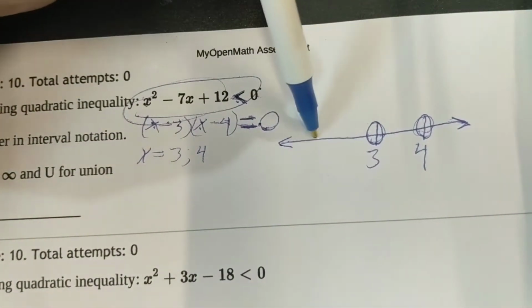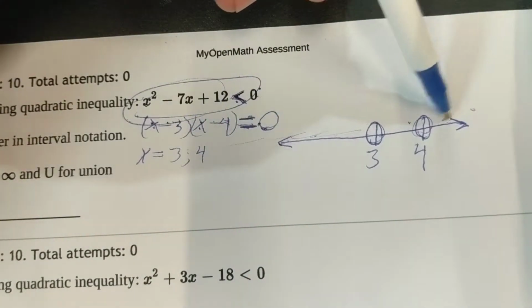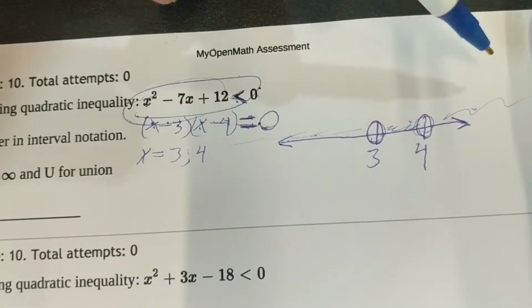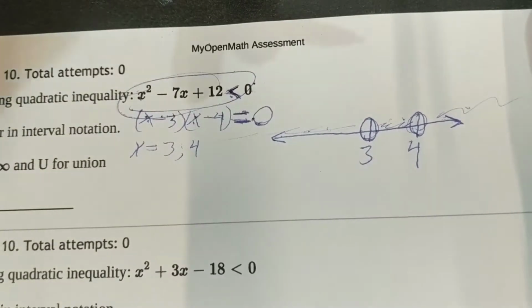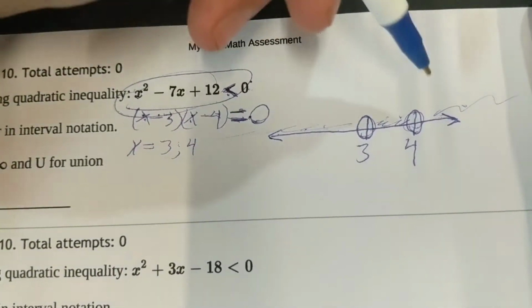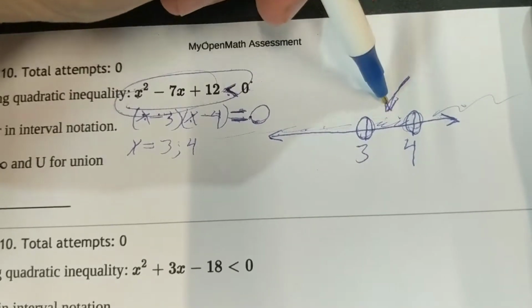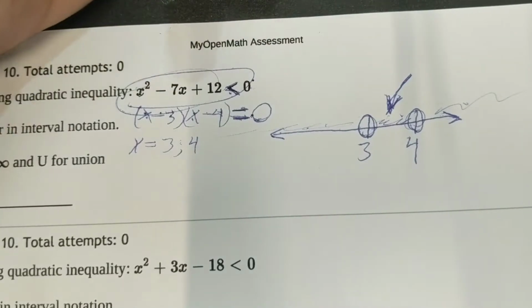What I don't know is the rest of the number line. I don't know about anything over here, or over there, or anything between 3 and 4, whether they're less than or greater than 0. So what we typically do is just try stuff. I'm going to try a number somewhere between 3 and 4 and see if it gives me less than 0 or greater than 0.